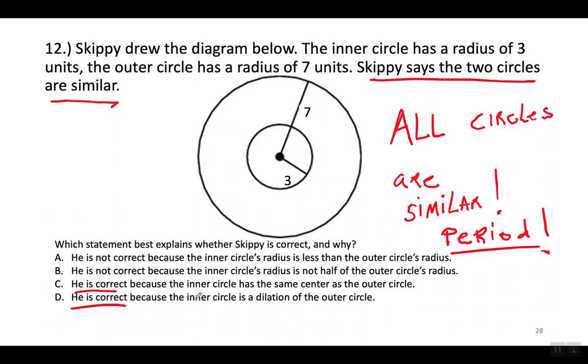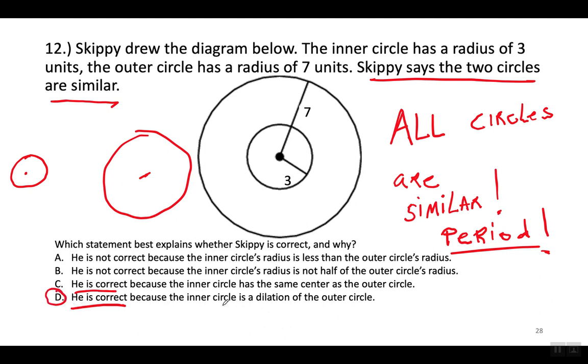Now we have to choose between the second part. Is he correct because the inner circle has the same center as the outer circle? Well, I just said that all circles are similar, period. That means if I have this circle with this center, it's similar to this circle with this other center over here. So the center doesn't make a difference if all circles are similar. So it's not that one. It has to be D.